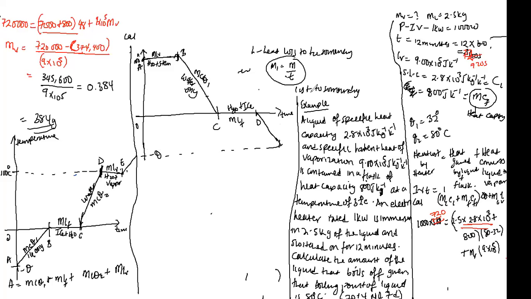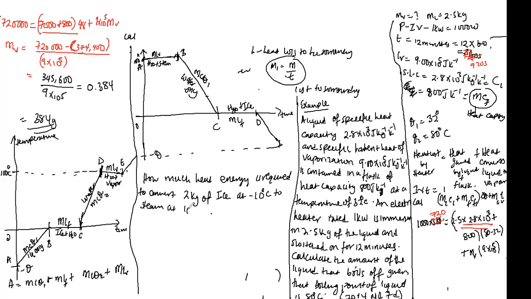So they can give you a question, for example, calculate the amount of heat energy required. Example: how much heat energy is required to convert 2 kilograms of ice at negative 10 degrees Celsius to steam at 100 degrees Celsius. This is what I was talking about. So the theta can be negative 10. So you move the ice from negative 10 to 0.